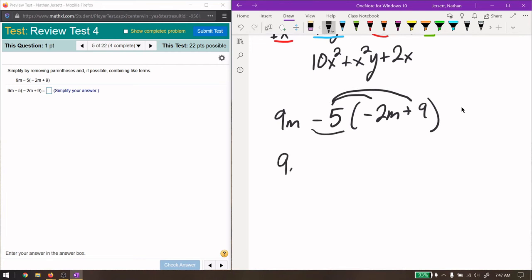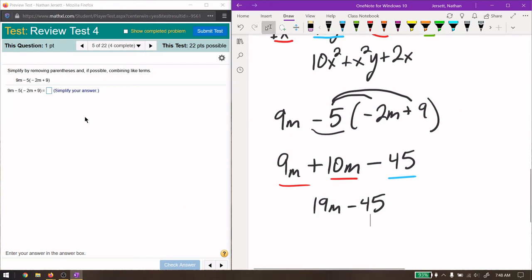So we have 9m still, and then -5 times -2m. Negative times negative is positive. 5 times 2 is 10, and we still have m there. Then -5 times +9, negative times positive is negative, and 5 times 9 is 45. And now you see we have two like terms. The -45 in the blue has no variable part, so it cannot be combined with the 9m or 10m. 9m plus 10m is 19m. 9 plus 10 is 19.